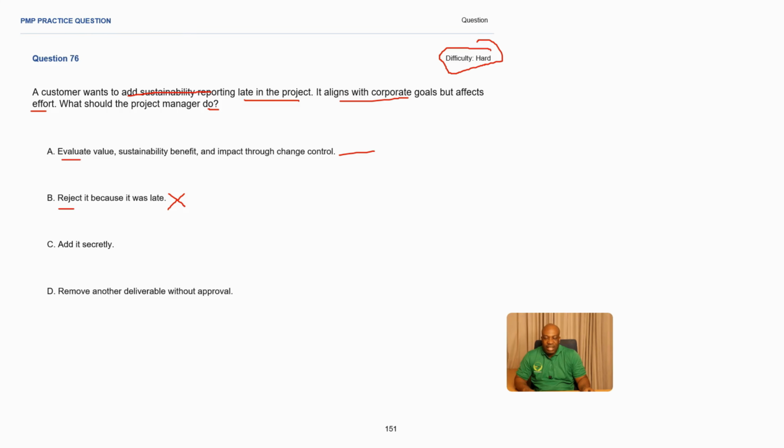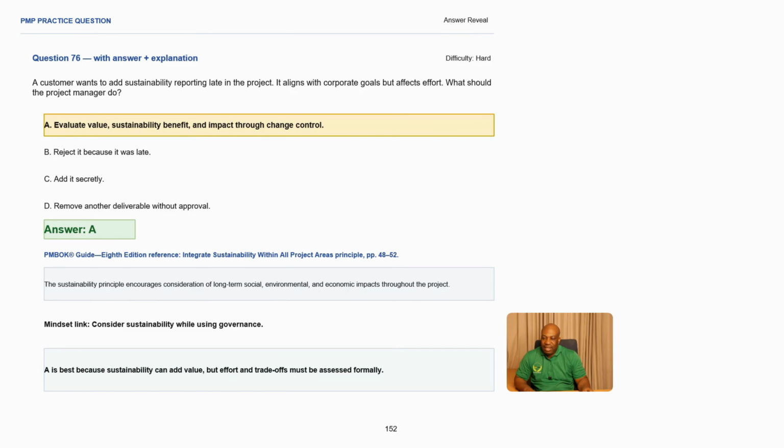Edit secretly. Don't do anything that is not transparent. So this cannot be the answer. Remove another deliverable without approval. You don't just remove deliverables in a project. In most cases, you need approvals, especially if it is a predictive environment, making this an incorrect answer. So the best answer here is A. So A is our best answer.